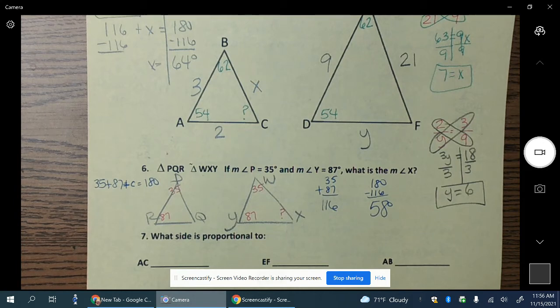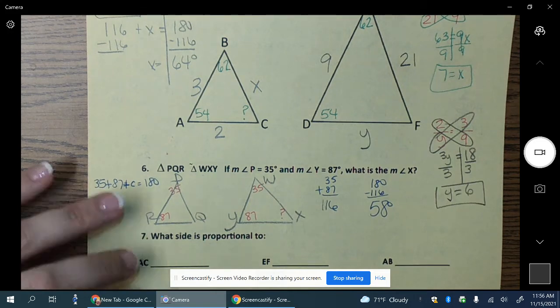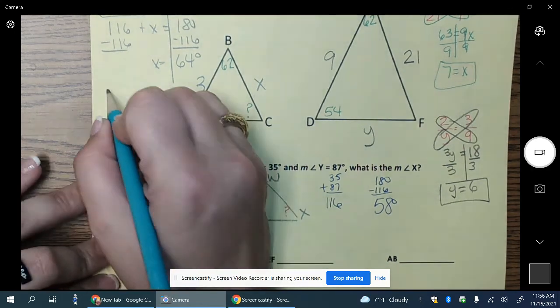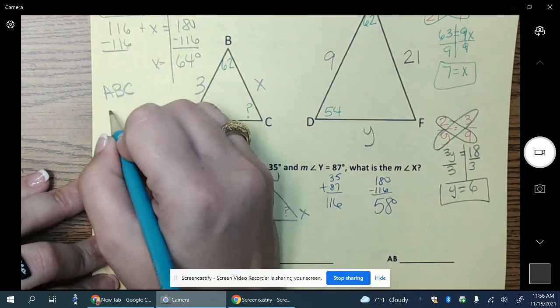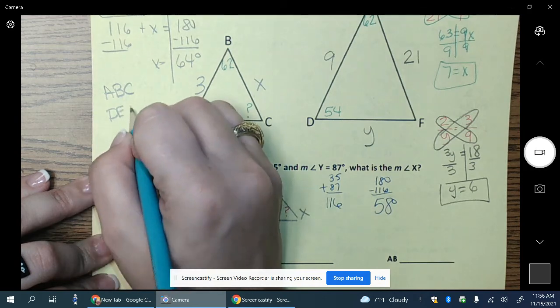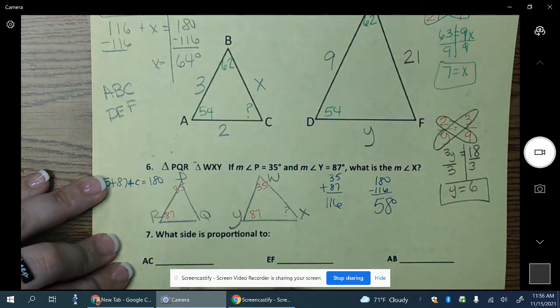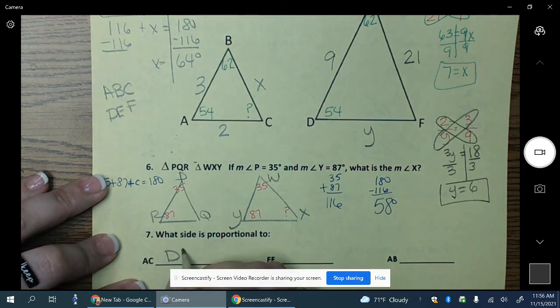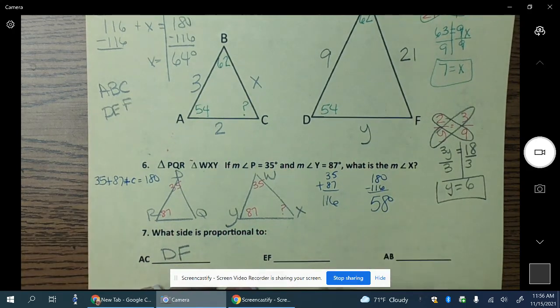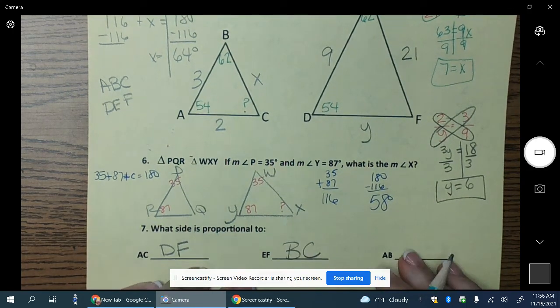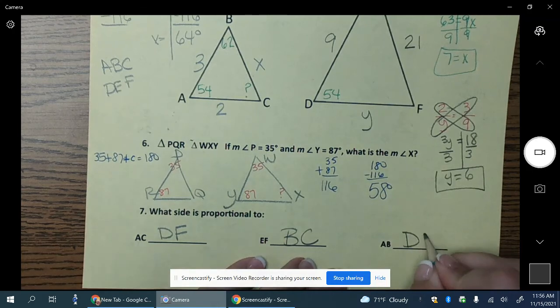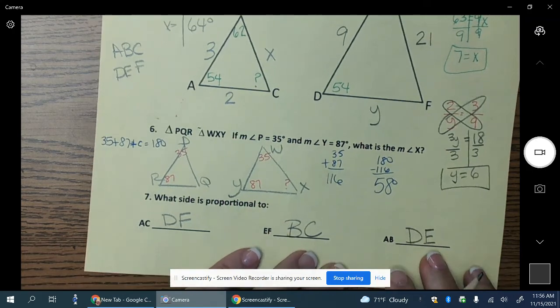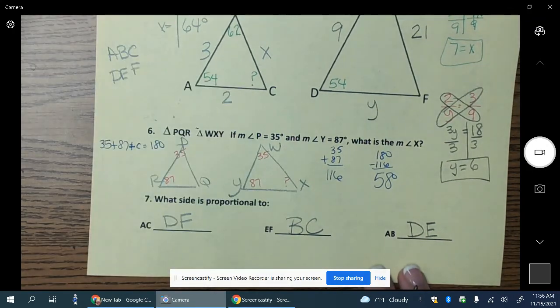All right, last thing. Number 7 goes with 5. I accidentally mixed those up when I was retyping this. So if you look up at the top, what goes with AC? AC goes with DF? Yes. What goes with EF? And what goes with AB? DE. Okay.